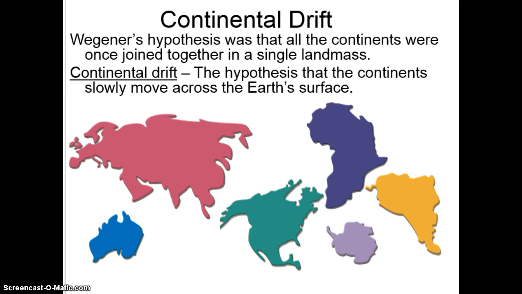Continental drift. We've talked a little bit about this, and we're going to go more in depth during this PowerPoint. There was a man named Wegener. That was his last name. Wegener's hypothesis was that all the continents were once joined together in a single landmass. Continental drift is the hypothesis that the continents slowly move across the Earth's surface.